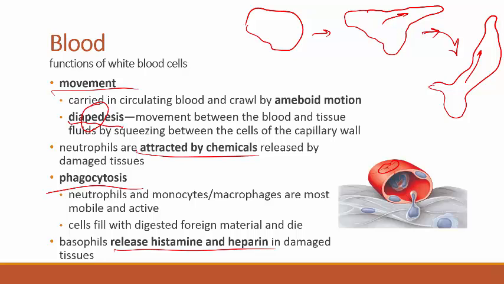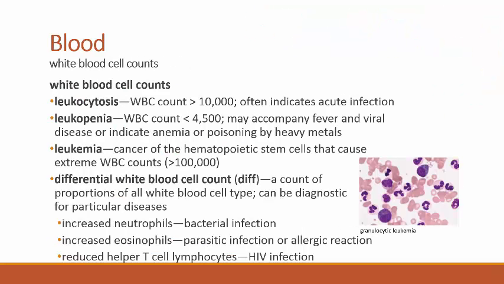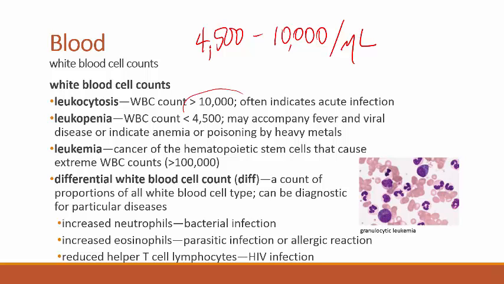So movement, being attracted to chemicals, phagocytosis, and secretion are all functions of white blood cells. What do the counts look like? Well, we talked about how 4,500 to 10,000 per microliter is a common, average count. Anything above 10,000 is referred to as leukocytosis. Anytime you see cytosis, that means excessive cell counts for something. So leukocytosis is greater than 10,000.